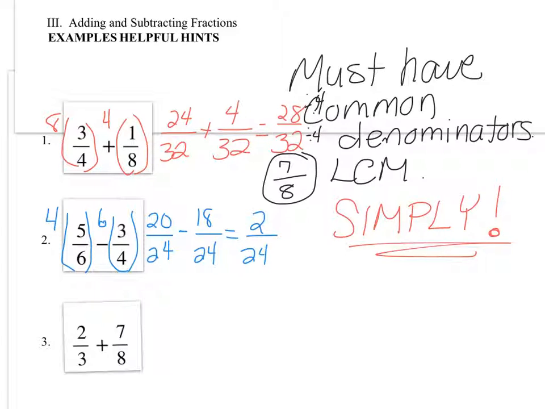Now we have to simplify. We're going to divide by 2. I hope that's obvious to everybody. Maybe not. And you're going to get 1 over 12.